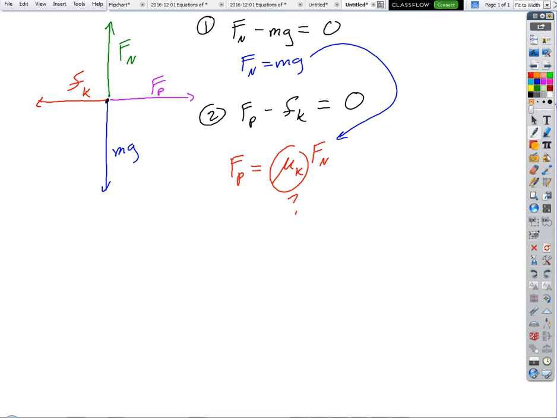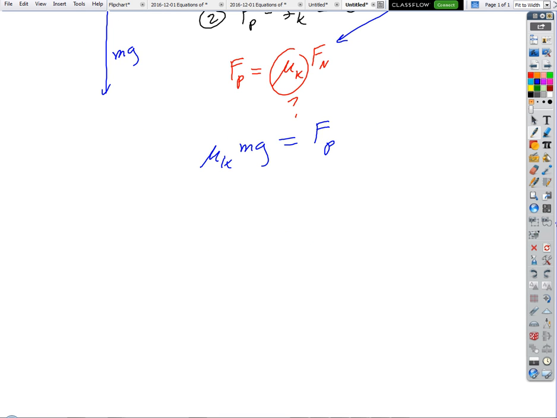Let's flip this around, so I get mu sub k times mg equals F sub p, if I flip it around to get the mu on the left side. Last step to figure out what mu is. Subtract. So you divide. Divide, there we go. Okay, and that gives us our mu.